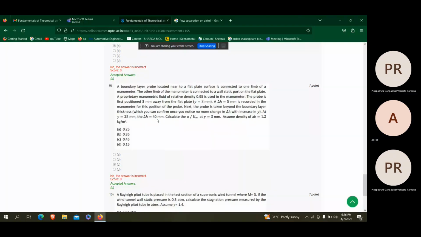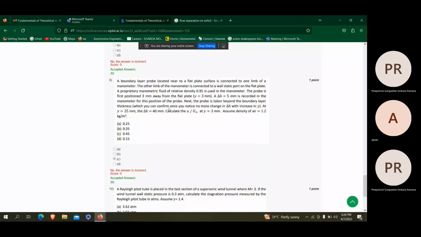What is the question here? Calculate u by u infinity. So you can calculate the velocity in the boundary layer and the velocity outside the boundary layer. Yes, sir. Velocity outside the boundary layer is itself u infinity. Got it, sir. Got the concept. Okay, sir. Thank you, sir.